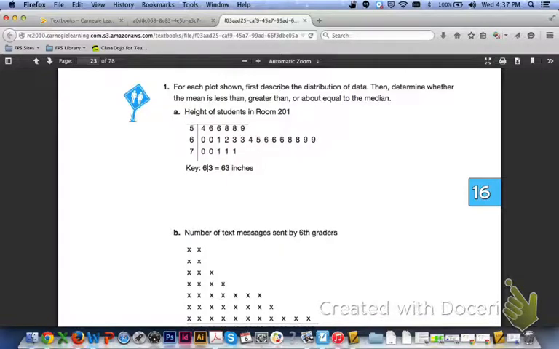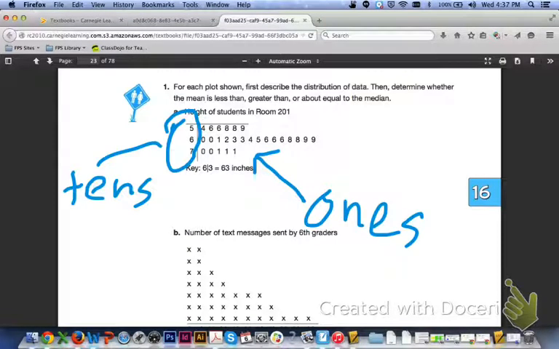The next problem is problem 1. It says for each plot shown, first describe the distribution of the data, then determine whether the mean is less than, greater than, or equal to the median. Now, this right here is a stem and leaf plot. You had a stem and leaf plot in your homework from yesterday. The column with the 5, 6, and 7, that represents the tens place. The ones place is to the right of that in the column.